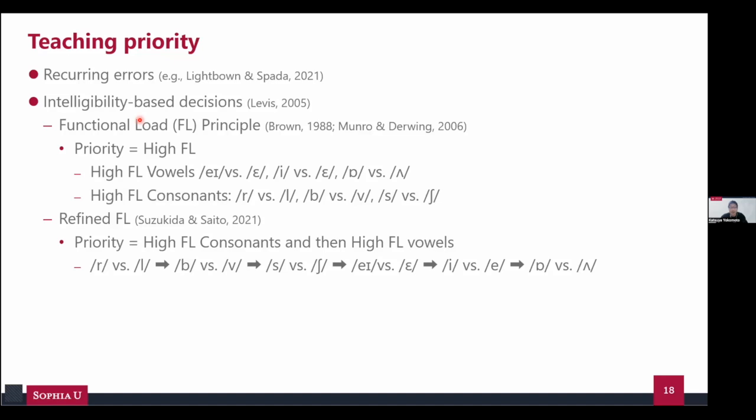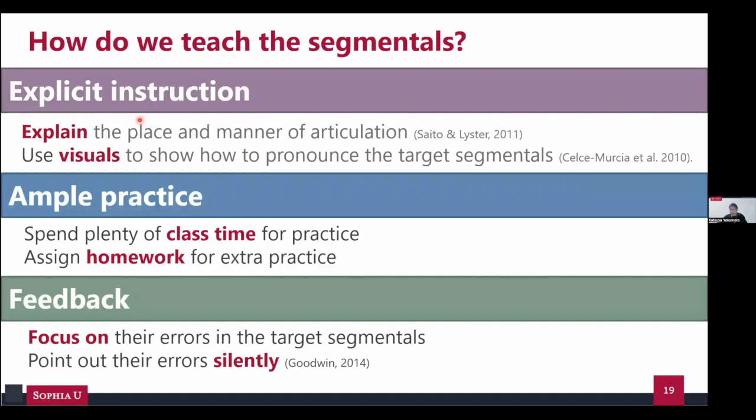And you can focus on L and R first. Of course, this is very crucial. It has a lot of impact on the communication when the learners mess up the L and R. So we want to focus on that too. And the second one is B and V. This also has a huge impact on communication. So how do we do that?